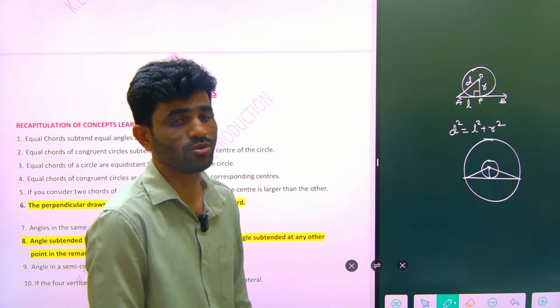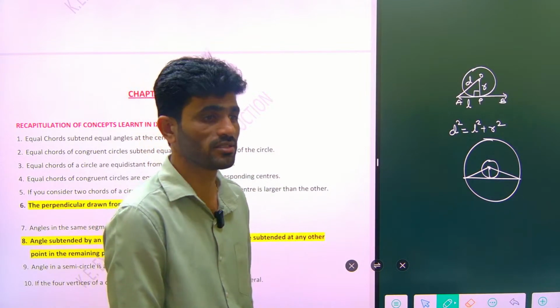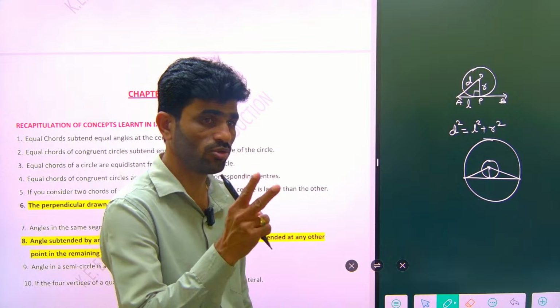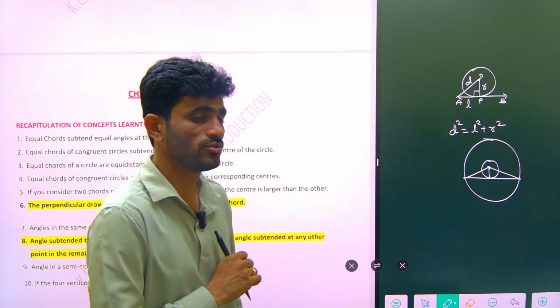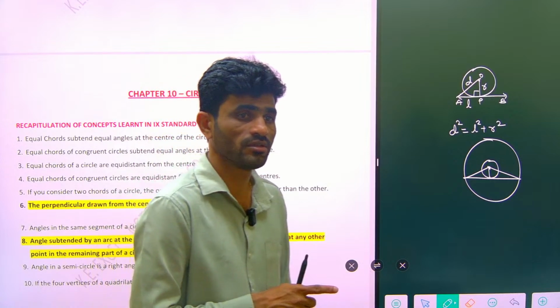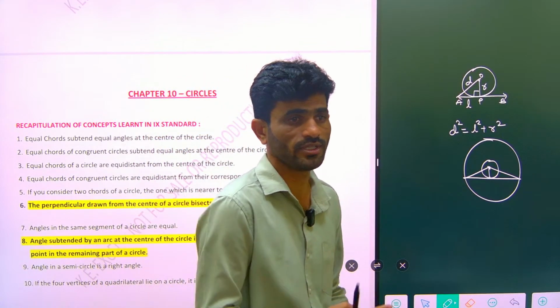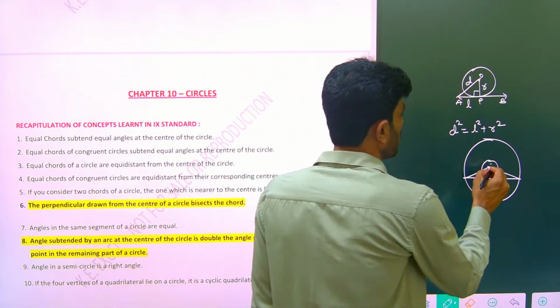Circles, 15 marks. Circles and triangles, 2 chapters only, 15 marks. You have only 2 chapters but 15 marks. Okay, weightage is high. You have to know all these theorems, proofs and their applications, otherwise you will lose marks. I am telling you which are very important.